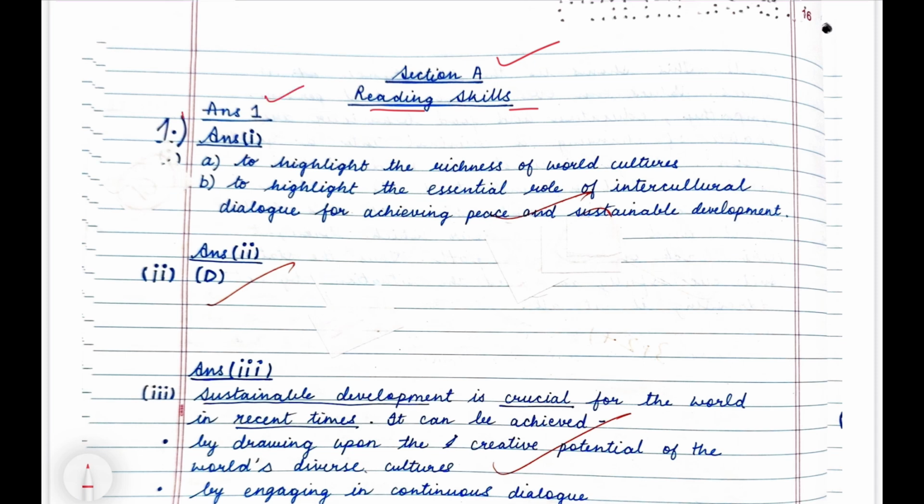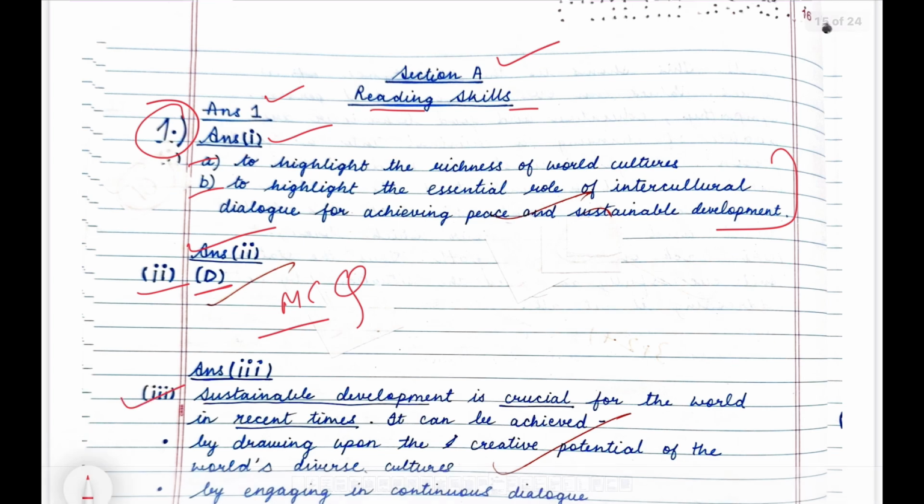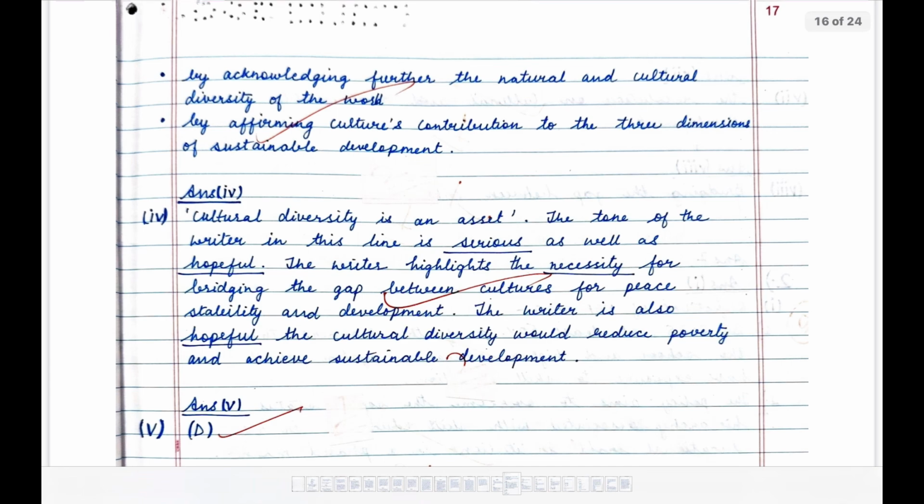Sorry, answer number 1, that is passage 1. Answer number 1, A and B, 2 points have been mentioned. Then answer number 2 is only D, or maybe it is an MCQ, that's why only the option has been mentioned. Then question number 3. In this way you are to answer the questions of unseen passages.